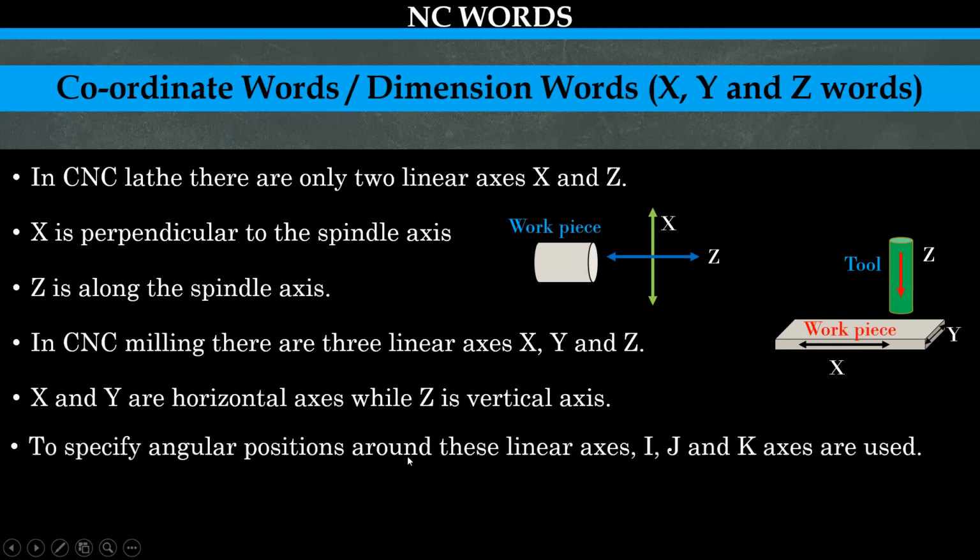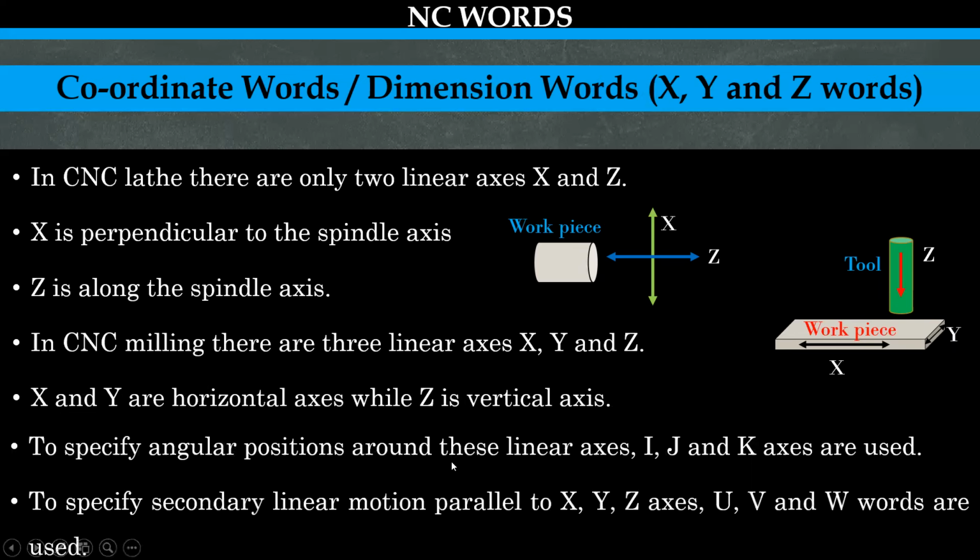To specify the angular position about these linear axes, sometimes I, J, and K words are used. To specify secondary linear motion parallel to the X, Y, and Z axes, U, V, and W words are sometimes used. One thing to note here is the Z-axis is the spindle axis, so it is horizontal in the case of a lathe machine, and as it is the spindle axis, it is vertical in the case of a milling machine.